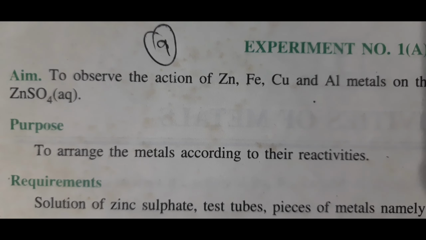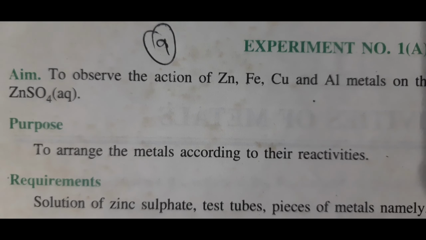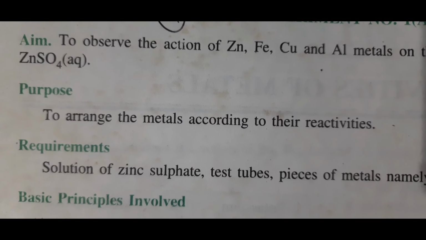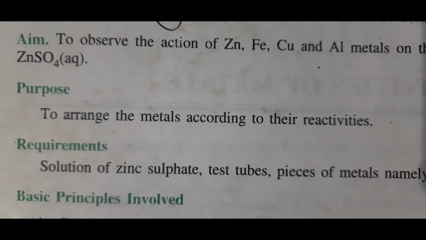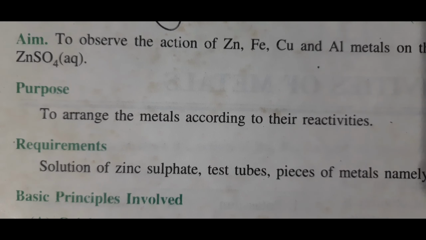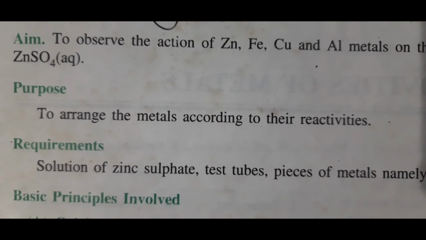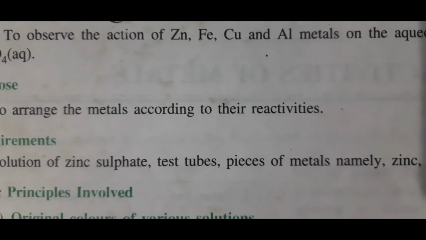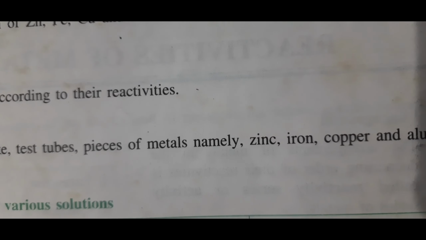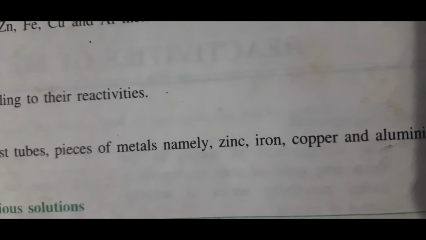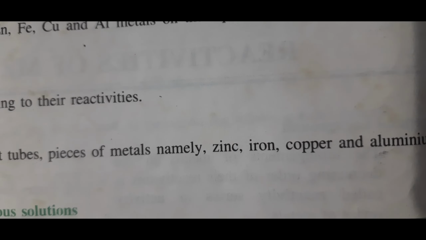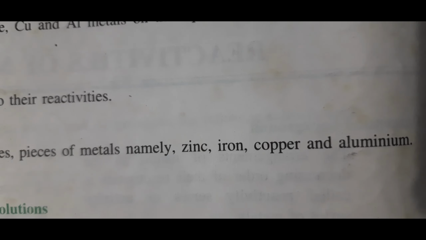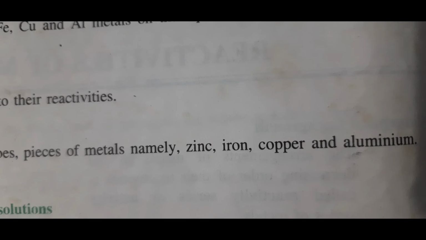The second is requirements. You can write with a black pen, and the below one, write with a blue pen: solution of zinc sulfate, test tubes, pieces of metals, namely zinc, iron, copper, aluminium. That's all. These four pieces of metals were required, because these four only we are dealing with in this experiment.